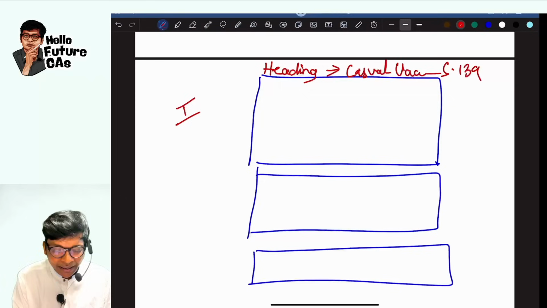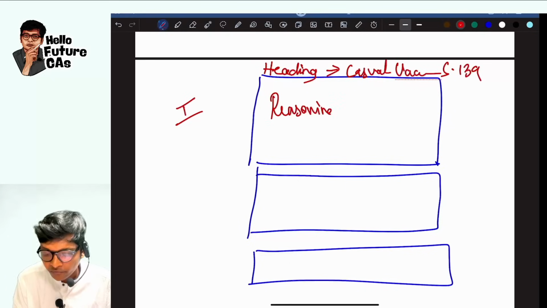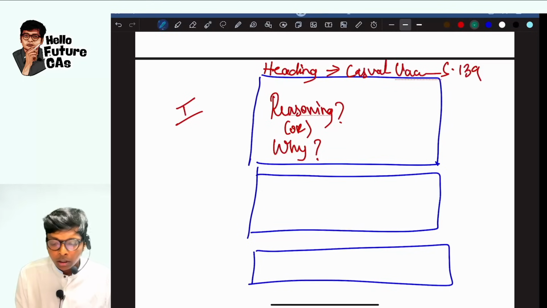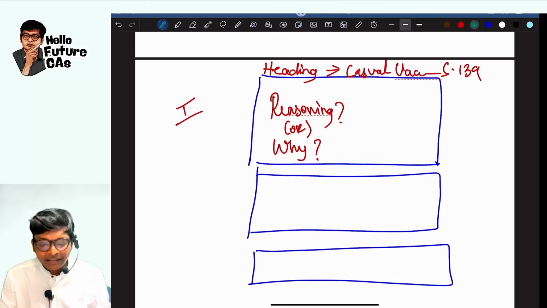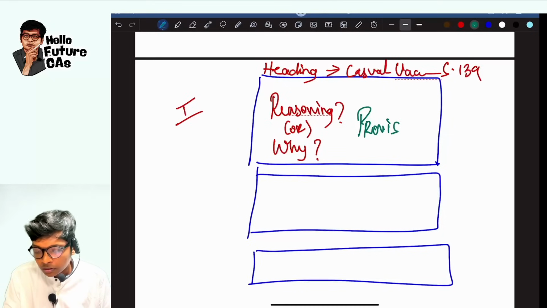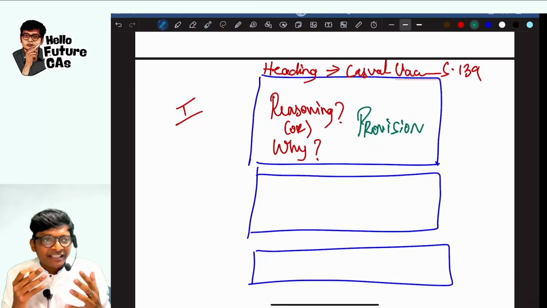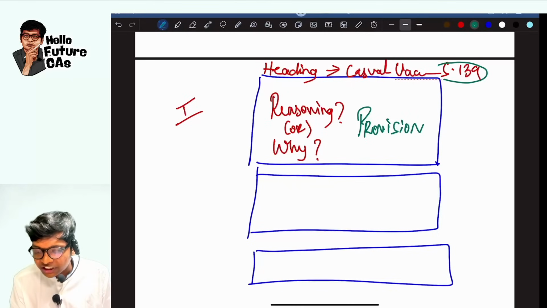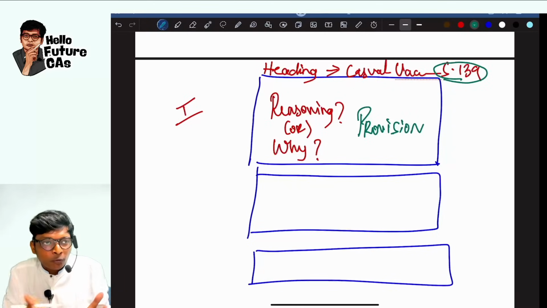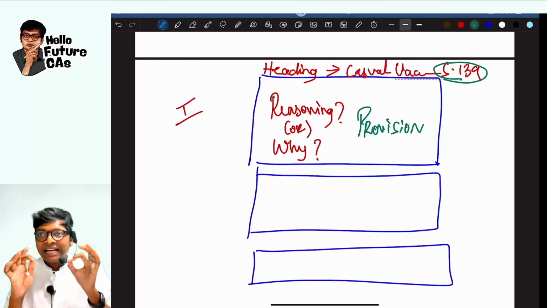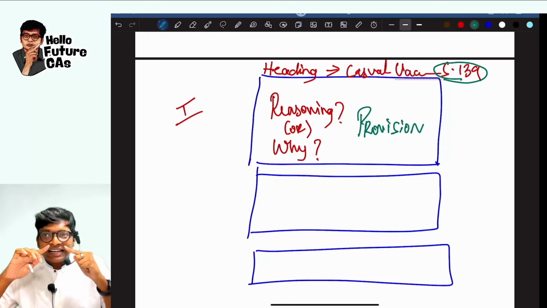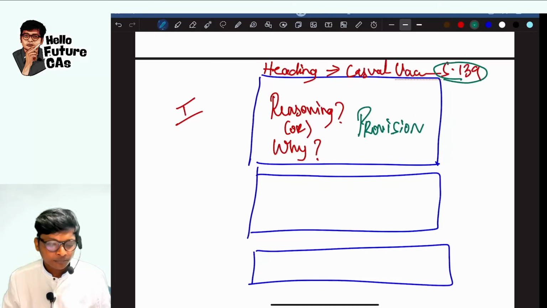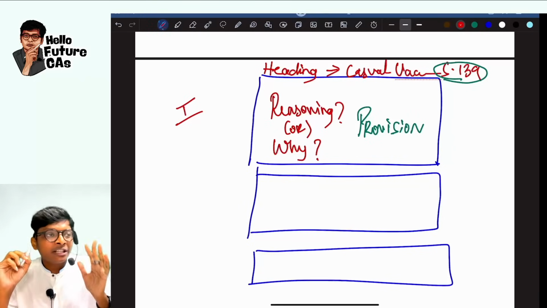Now the first paragraph should always be the reasoning for your answer, or also known as the why for your answer, or in simple words, in the way you all will understand, we call it the provision. Meaning when you read a question on casual vacancy, immediately your mind will go to section 139 and you will think of all the provisions. Don't write all the provisions. Write those provisions which are relevant for the problem given in the question. I'll prove it to you now with a question.